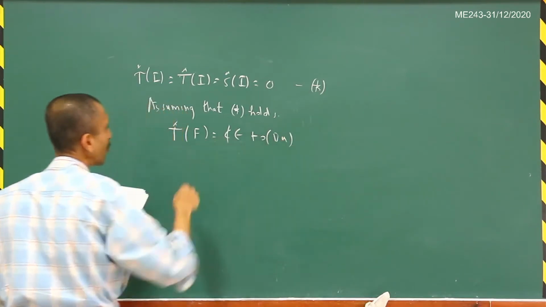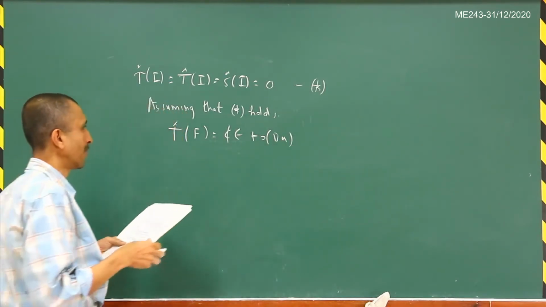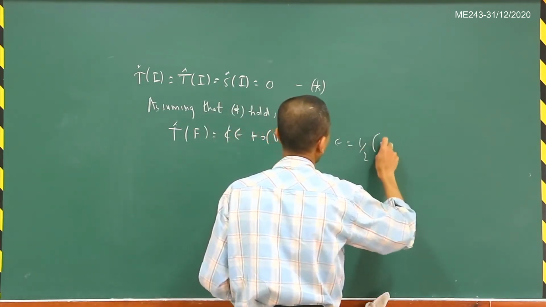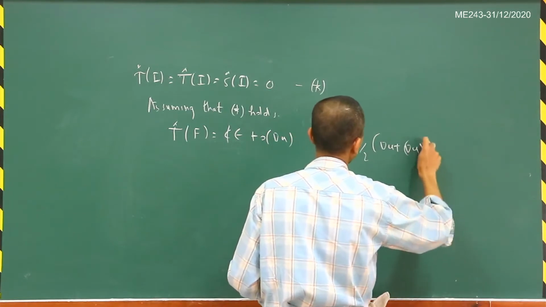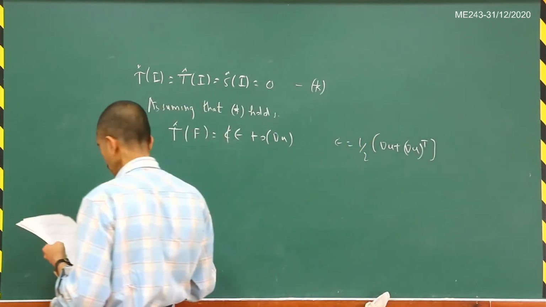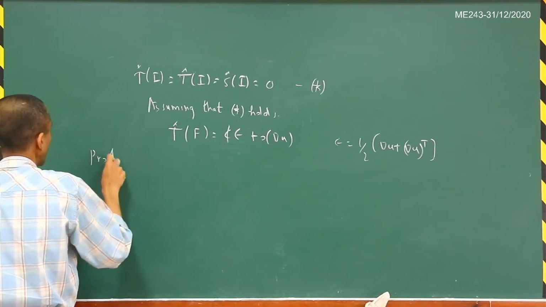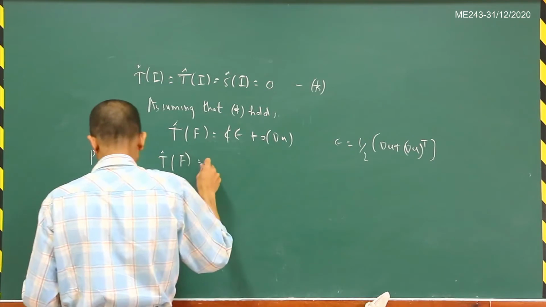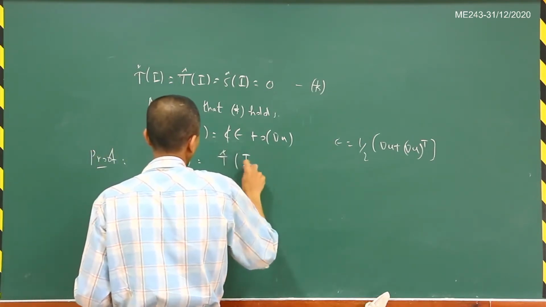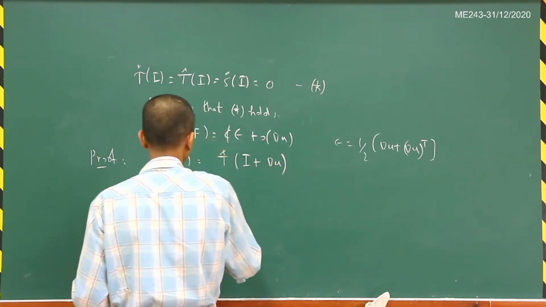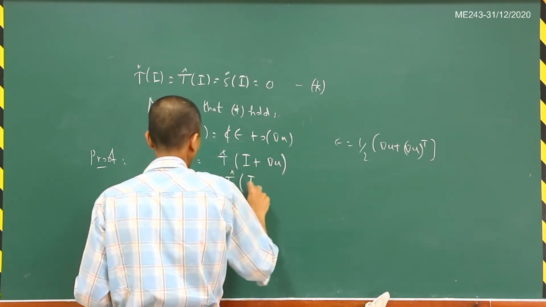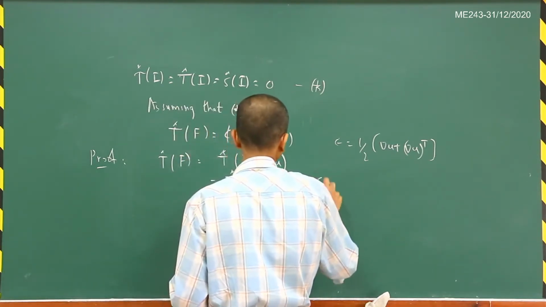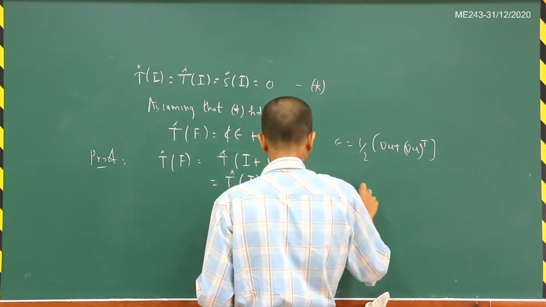This c is that fourth order constitutive tensor, where epsilon is equal to half of del u plus del u transpose. So let us prove that. Proof of this: t hat of f, so linearize basically. So this is equal to t hat of I plus del u, since F is I plus del u. So this is equal to t hat of I plus d of t hat of I in the direction del u plus order of del u.